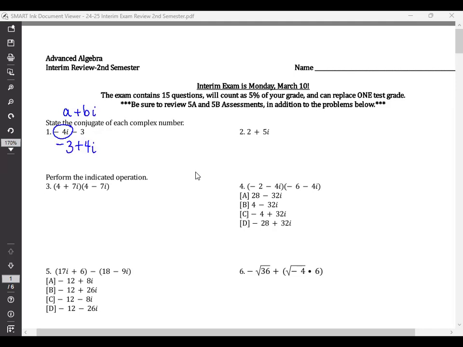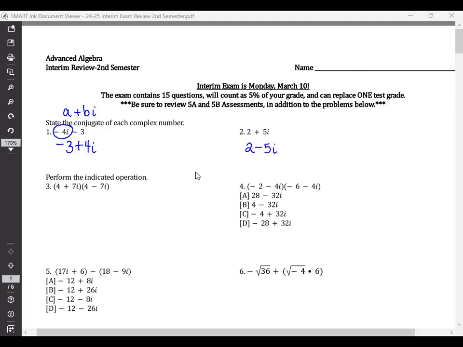So then for number two, again, leave the 2. You just change the i part. So just change the sign of the i part when it says conjugate. For number 3, we're going to multiply. And if you'll notice, those are examples of conjugates, 4 plus 7i and 4 minus 7i.